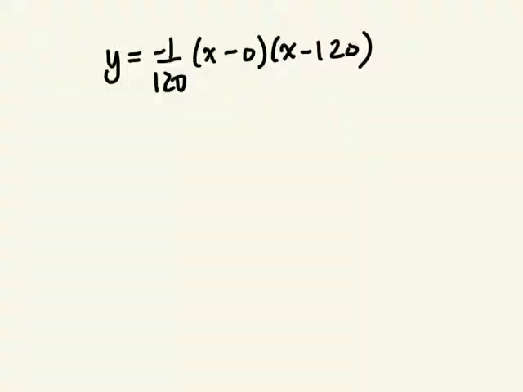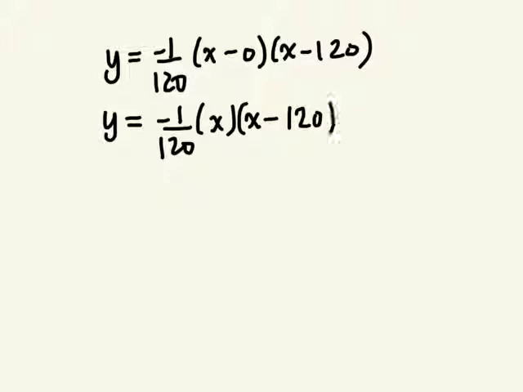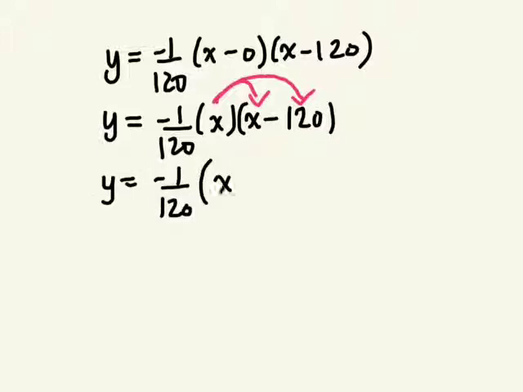We can get rid of this take away nothing. y equals negative 1 over 120 times x, since x take away nothing is just x, times (x minus 120). We need to expand and simplify. So let's expand this first. Wouldn't that be x squared? Yes. Okay, I'm going to leave my a for now. x squared. x times x is x squared. x times negative 120 is negative 120x.